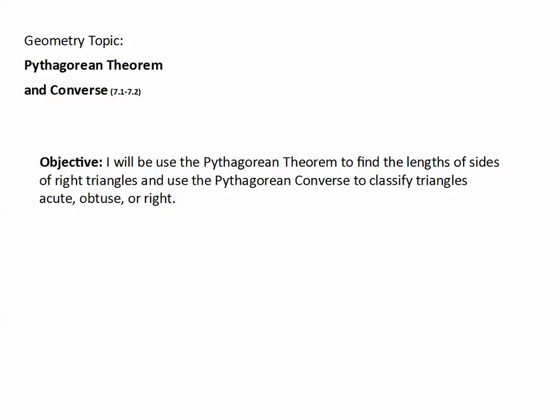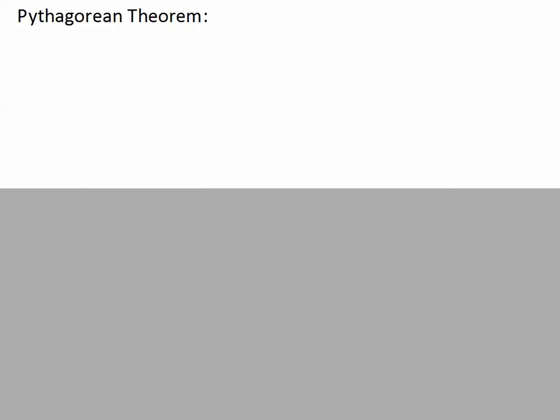Welcome to trigonometry. In sections 7.1 and 7.2, we will be exploring the Pythagorean theorem and the converse. Our goals will be to use the Pythagorean theorem to find lengths of sides of right triangles and use the Pythagorean converse to classify triangles as acute, obtuse, or right. Now you've most likely seen the Pythagorean theorem before.